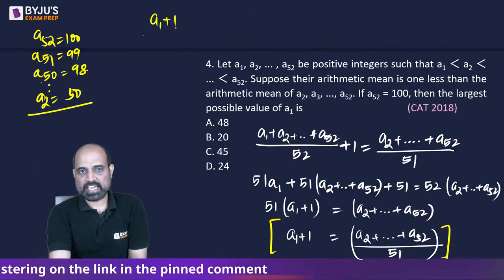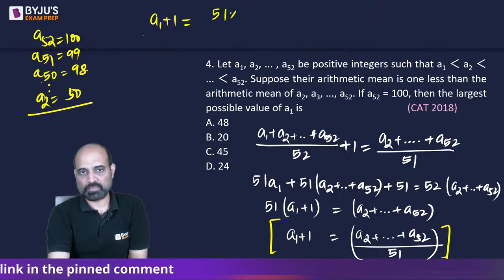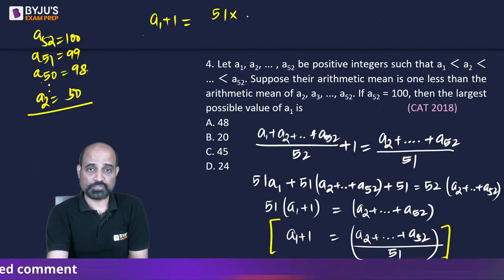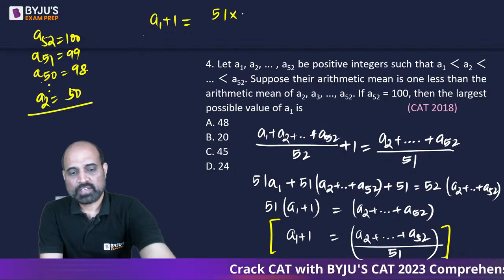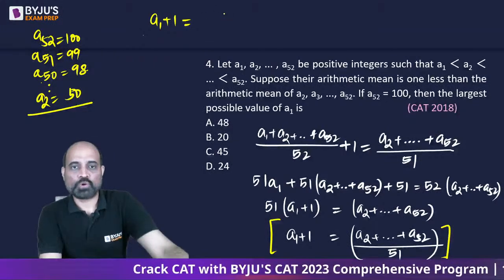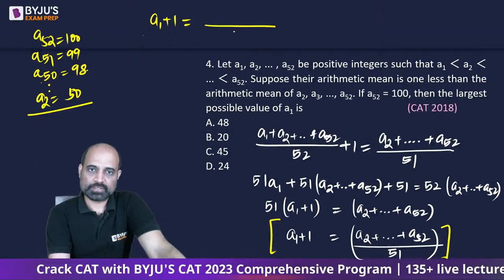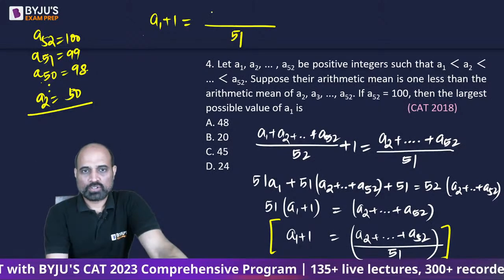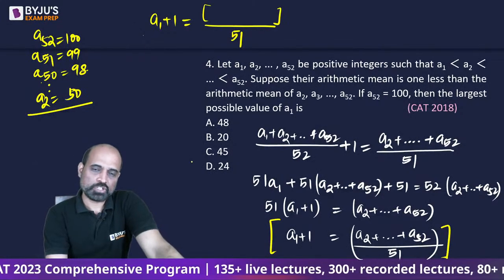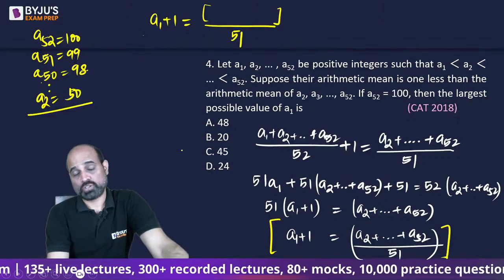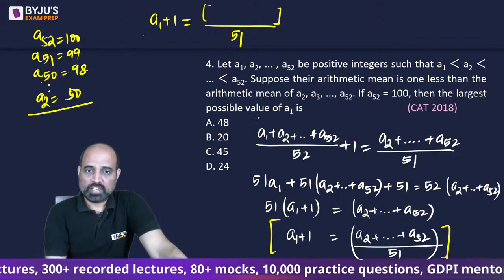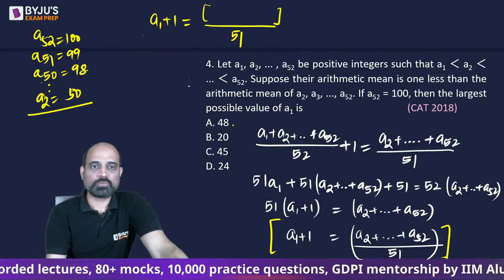So from here, can we say A1 plus 1 is equal to, 51 numbers are there. The sum of A2 to A52 is going to be the average of that, right? अब A2 से A52, what are the numbers that we can take so that this sum is going to be divisible by 51? चलो देखते हैं. Let's use the options. We need the largest possible value. The largest possible value is 48.